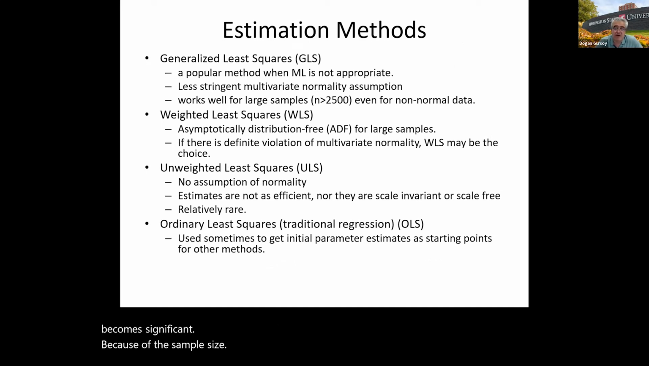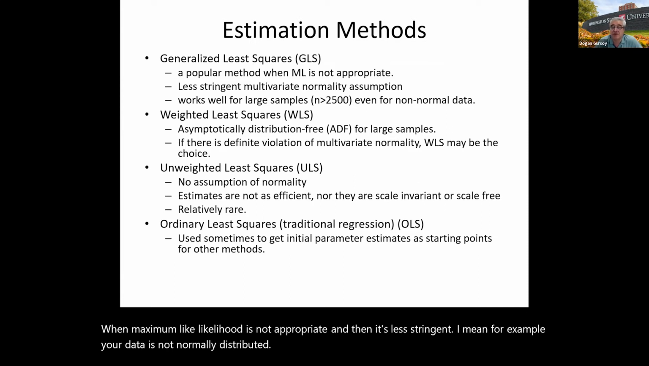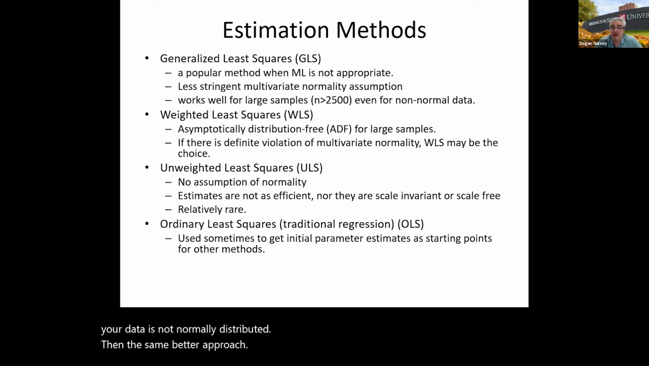And then we have the generalized least squares approach. It's popular when maximum likelihood is not appropriate, and it's less stringent. For example, if your data is not normally distributed, then this is a better approach. And if you have a large sample, then this is also a better approach.